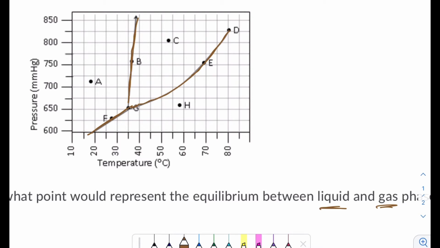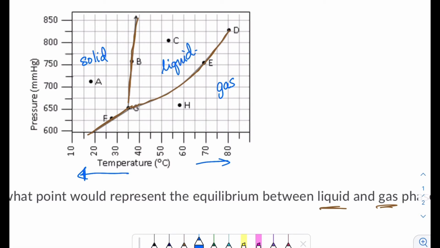Liquid is becoming gas, gas is becoming liquid. We call this a dynamic equilibrium. Again, we're going to learn a lot more about those in future phases. But part of that is just understanding when I look at a phase diagram, at the lower temperatures, I have the solid phase. At the higher temperatures, I have the gas phase, and the liquid is in between.